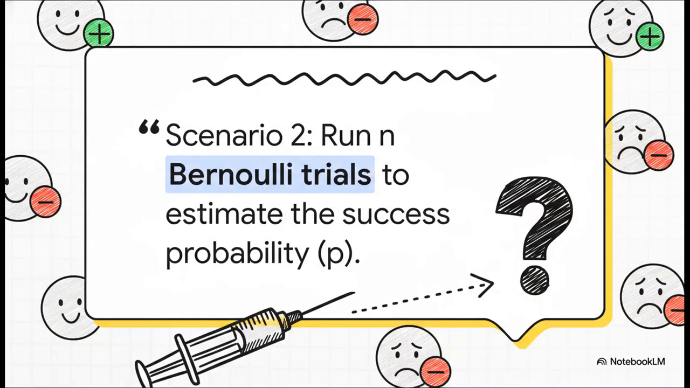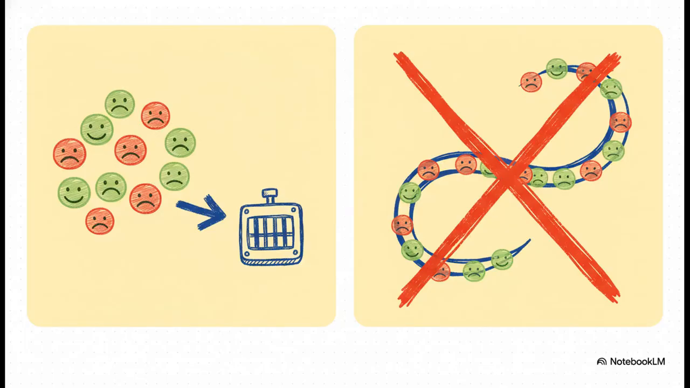Let's try another one. Imagine a clinical trial for a new drug. Each patient either gets better, that's a success, or they don't. And we want to figure out the drug's true success rate, which we'll call P. So in this case, the sufficient statistic is even simpler. It's just the total number of people who got better.